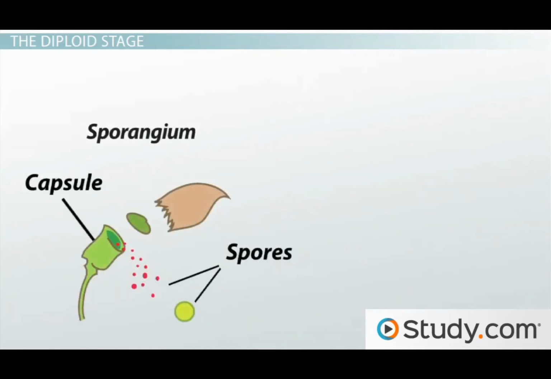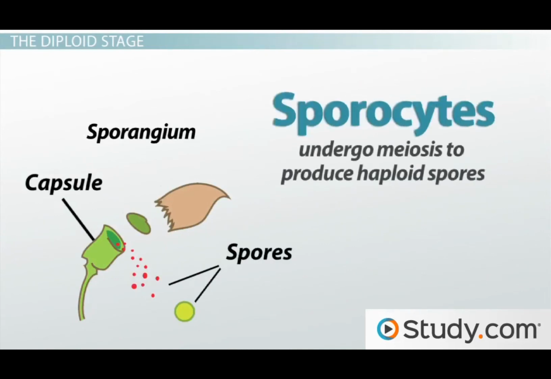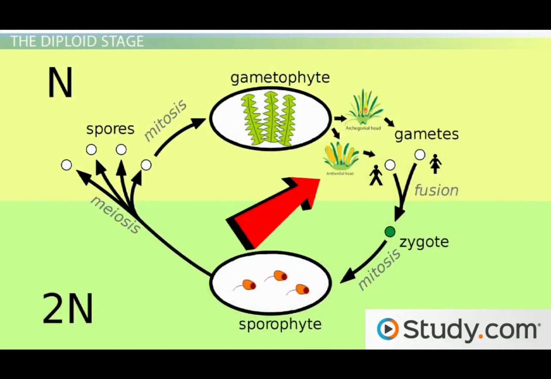The capsule contains sporangium, which produces spores. Within the sporangium are specific cells, sporocytes, which undergo meiosis to produce haploid spores. These spores are then released and will eventually become either a male or a female gametophyte, continuing the life cycle.